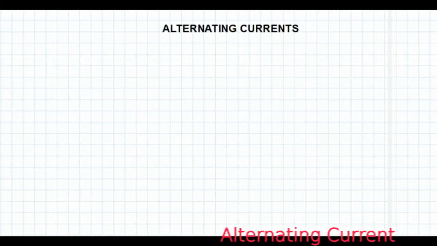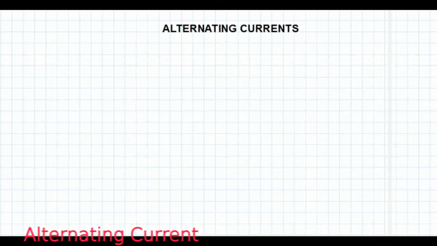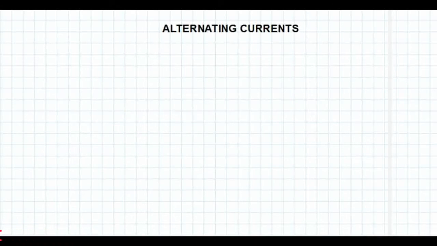Welcome. In the last class we have learned about electromagnetic induction. That is, whenever the magnetic flux linked with a coil changes, an EMF is induced. One of the important applications of this electromagnetic induction is the AC generator, or the generation of alternating current. So our present chapter is alternating current.